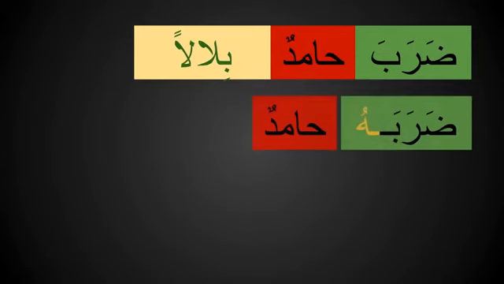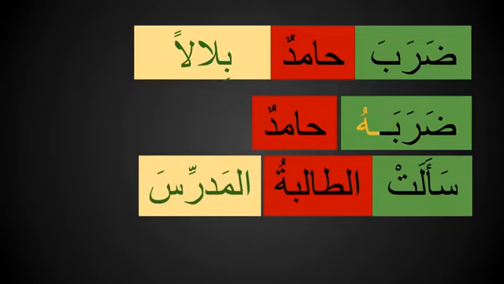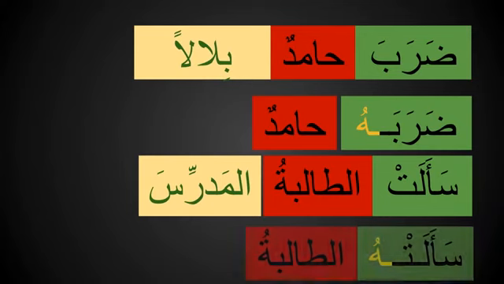This is what we need to remember. For example, if we say daraba Hamidun Bilalan, we did this one. Instead of Bilal, if you want to use a pronoun, it becomes darabahu Hamidun. Again the same thing here: sa'alat at-talibatu al-mudarrisata, the female student asked the teacher. If we want to change it, sa'alathu at-talibatu, the student asked him. So that's the maf'ulun bihi.